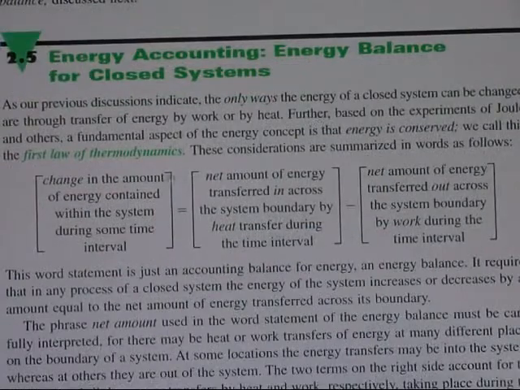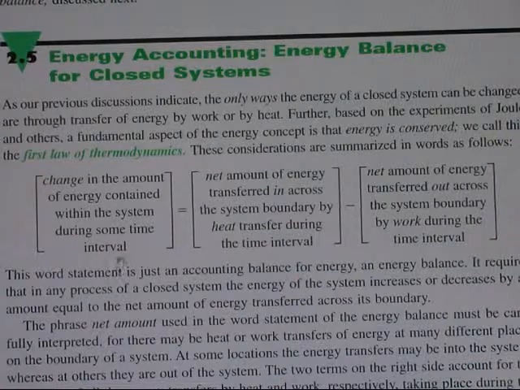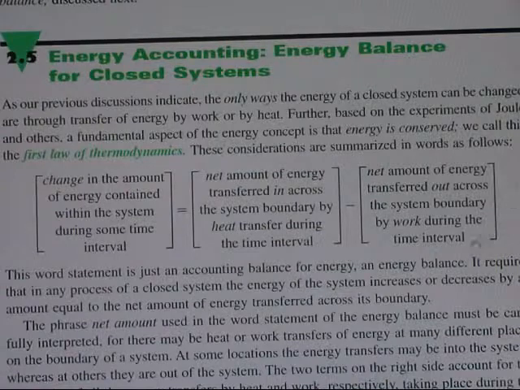This is for the energy balance diagram. Energy balance for the closed system. The first law of thermodynamics states that the change in the amount of energy contained within the system during some time interval equals the amount of energy transferred across the system boundary by heat transfer during the time interval, minus the net amount of energy transferred out across the system boundary by work during the time interval. So this is the energy balance diagram.